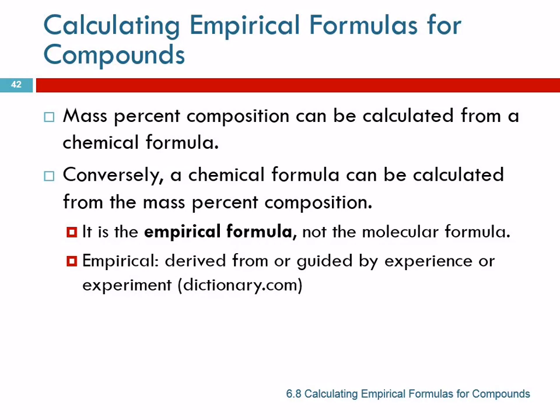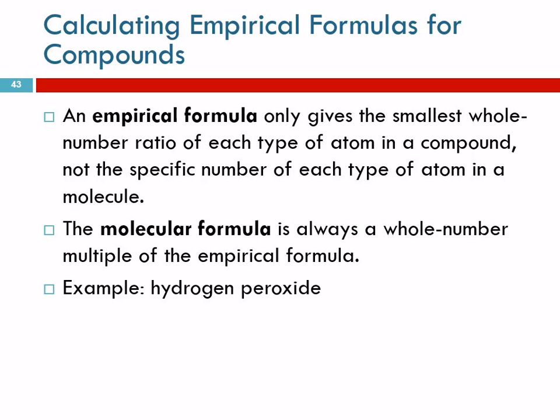So the empirical formula is one that's derived from experiment. It gives us the lowest ratios. So we get the smallest whole number ratio of each type of atom. It's useful, but it doesn't give us the actual number of atoms in the molecule. The molecular formula is always going to be a whole number multiple of the empirical formula. That whole number might be 1. Sometimes the empirical and molecular formula are the same.